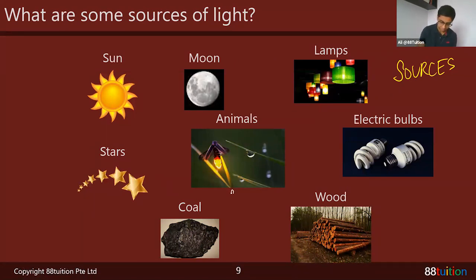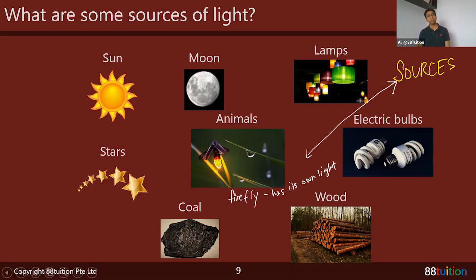So I'm going to write down here. The picture is showing a firefly. Because it has its own light, it's actually a source of light. So some animals can also be. Although most animals, even human beings like us, don't have our own source of light. Carrying a torchlight and going around is not your source of light. The torchlight is the source of light. So that is interesting to take note. And then we have the moon still not answered yet.